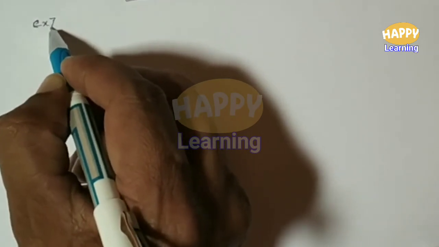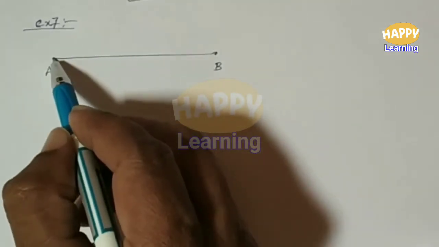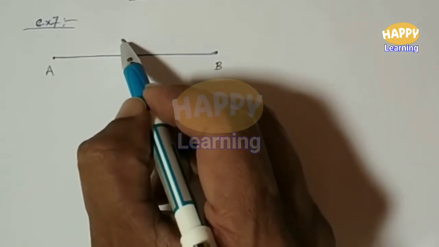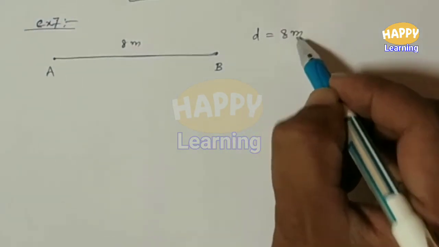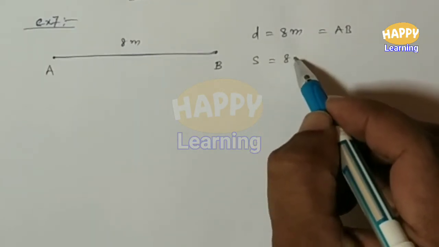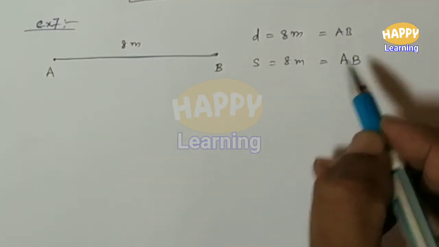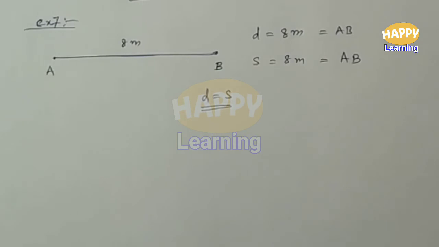Then example 7. A body has moved from A to B along a straight line, and here the distance AB is 8 meter. So distance D is equal to AB, that is equal to 8 meter. And displacement S is equal to again 8 meter. Here shortest distance is same as the actual distance. So D is equal to S. Distance and displacement are equal. So in a straight line motion, distance and displacement are equal.